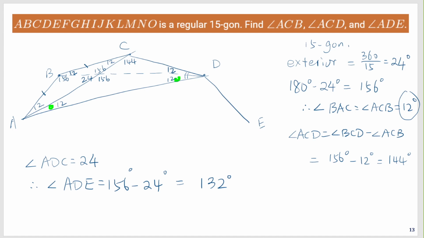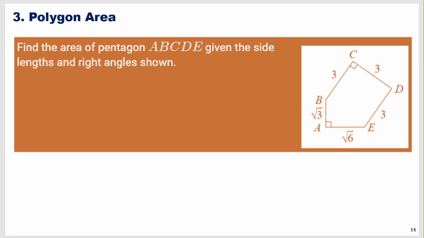Okay, so next we have seen all sorts of problems involving triangles and quadrilateral areas. You won't be at all surprised that we rely heavily on triangles and quadrilaterals when we find the area of polygons with more sides, which basically means we're going to have a look at polygon area. For example, if we have a diagram shown here, can you find the area of pentagon ABCDE given the side lengths and right triangles shown here?